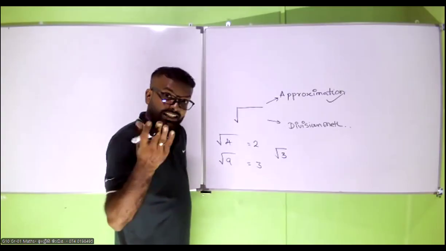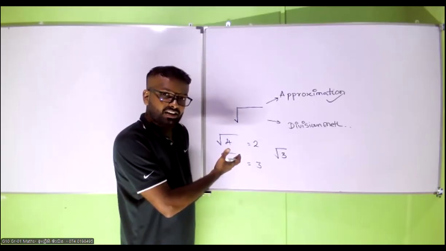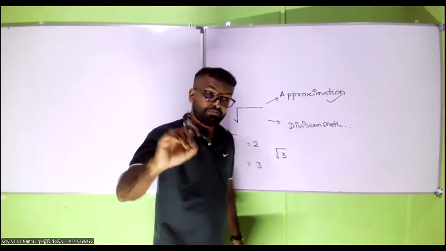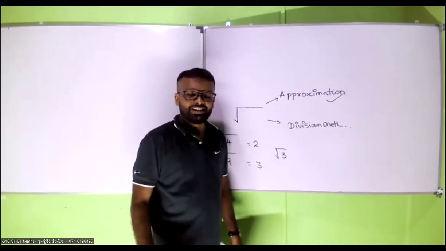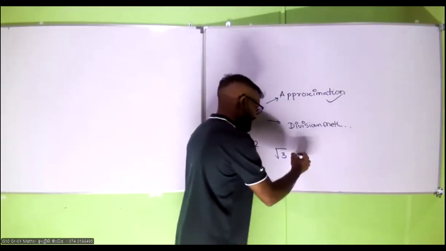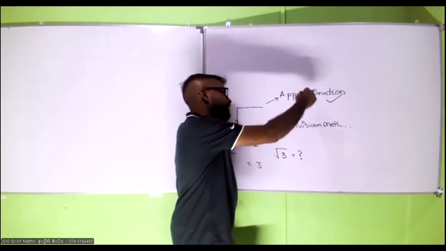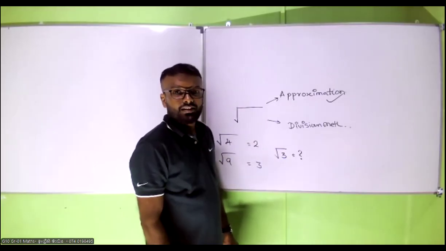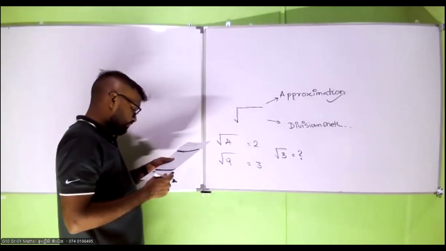Can you find these square roots at once? No, you cannot tell. That is why we are going to use the approximation method or the division method. So let's go back to the topic.